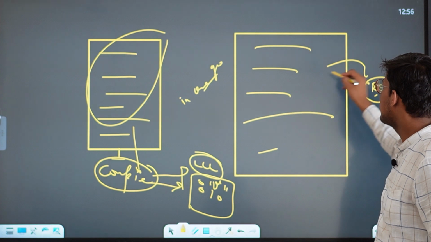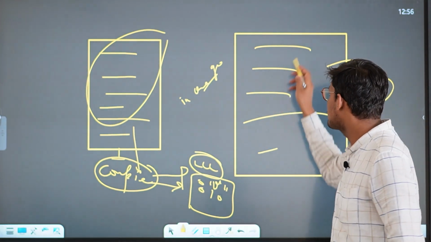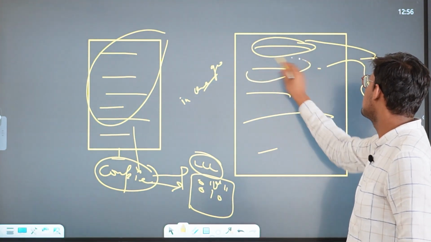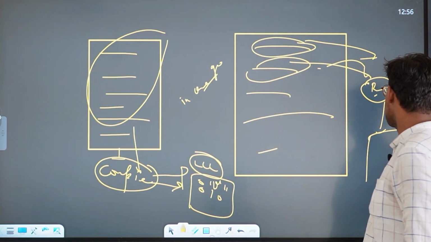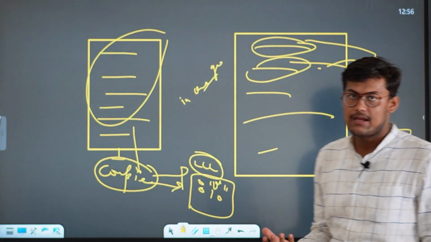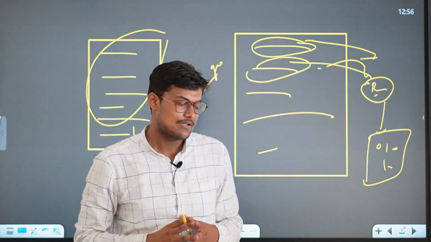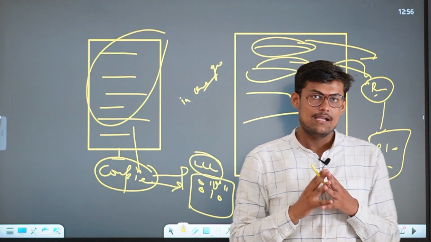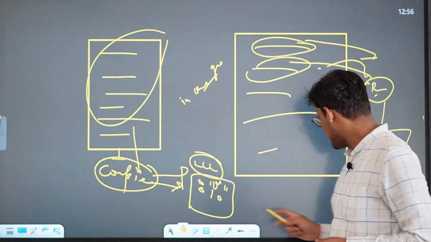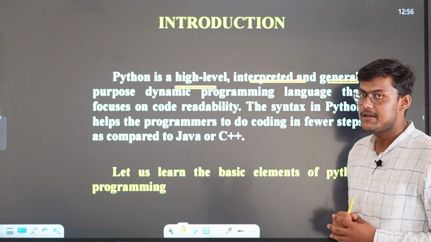So the interpreter interprets the program, it converts the program execution line by line. It converts the program from high level language to machine understandable code line by line. So this is the basic difference between compiler and interpreter. And we have understood by the definition, Python is an interpreted language.